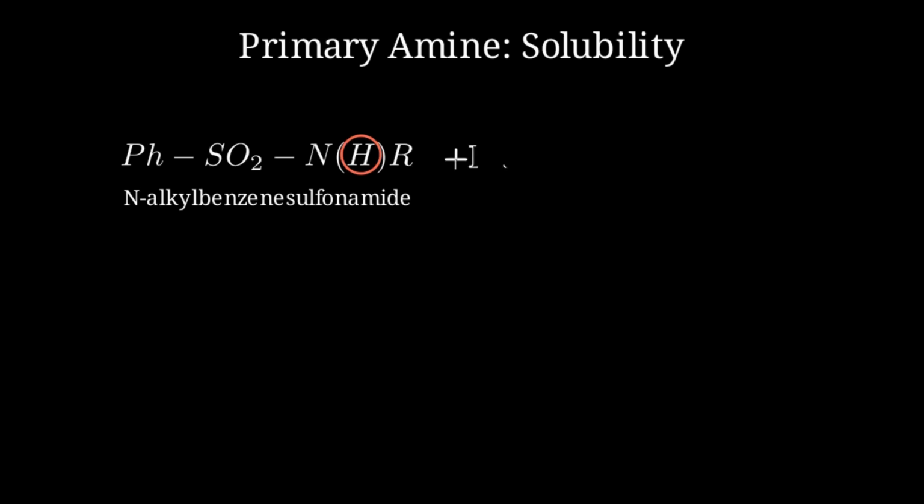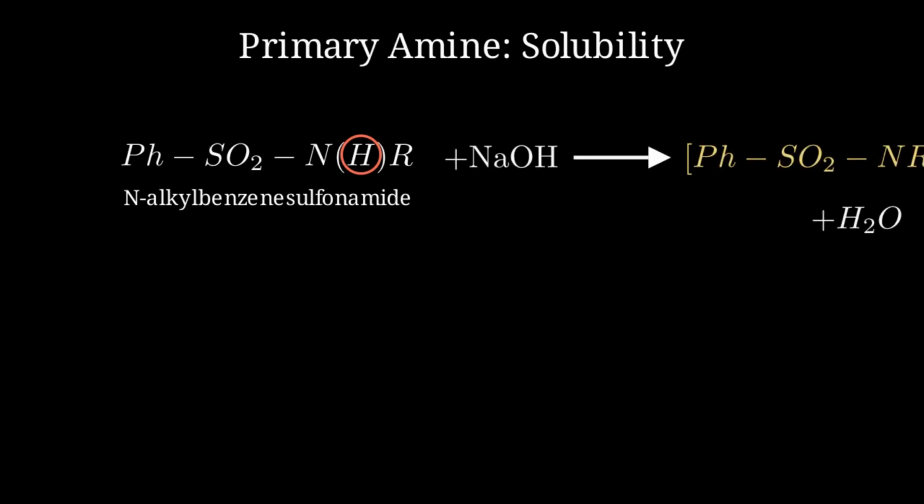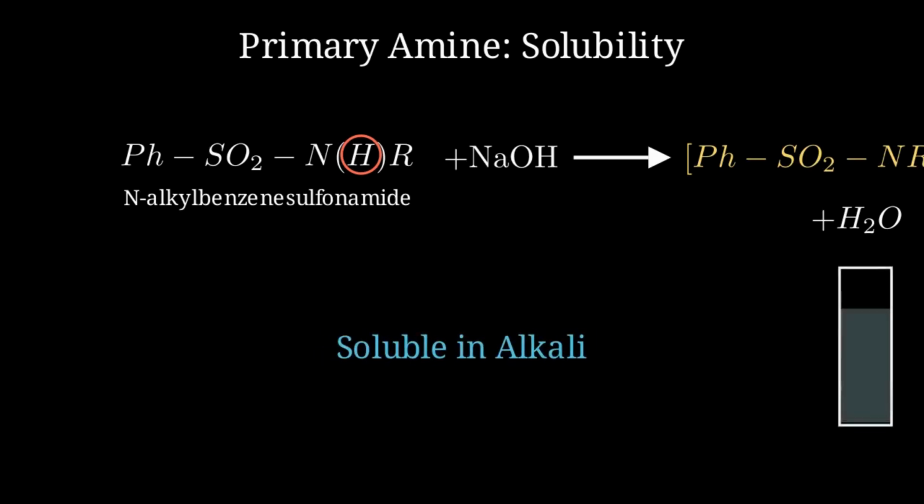Because the sulfonamide from a primary amine has an acidic hydrogen, it reacts with added sodium hydroxide to form a soluble sodium salt. Visually, the initial precipitate dissolves, resulting in a clear, transparent solution.